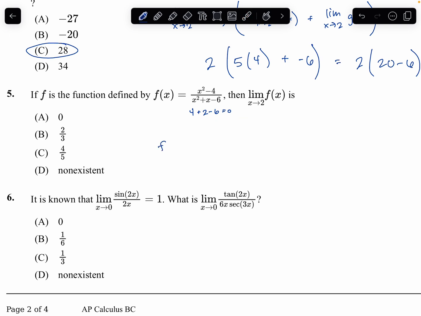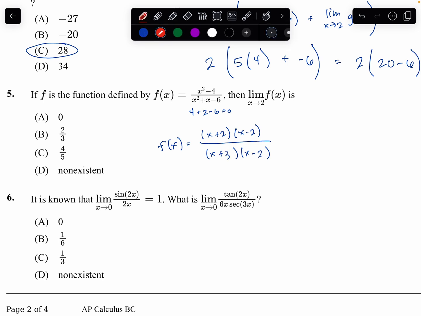If you take a look at the numerator there, the numerator can be factored into x plus 2 and x minus 2, over, and then I can factor this one. So what multiplies to be -6 and adds to be 1? I think that's going to be +3 and -2. Those can cancel. Okay, so then f of x is equal to x plus 2 over x plus 3.